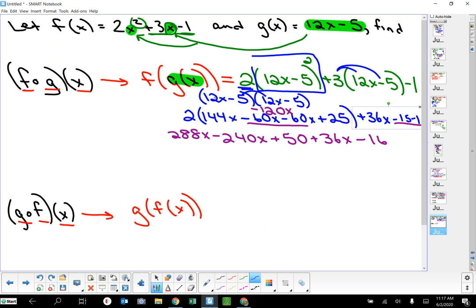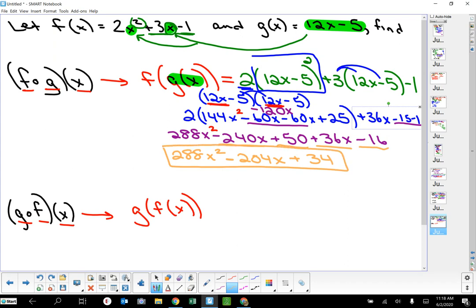Here's what it is. When I multiplied originally 12x and 12x, this 144x should be squared. So my 288x should be squared. So I have 288x squared. Then I have a minus 240 plus 36x, which is going to give me a negative 204x. And then positive 50 minus 16 is a positive 34. And that would be the answer to that.